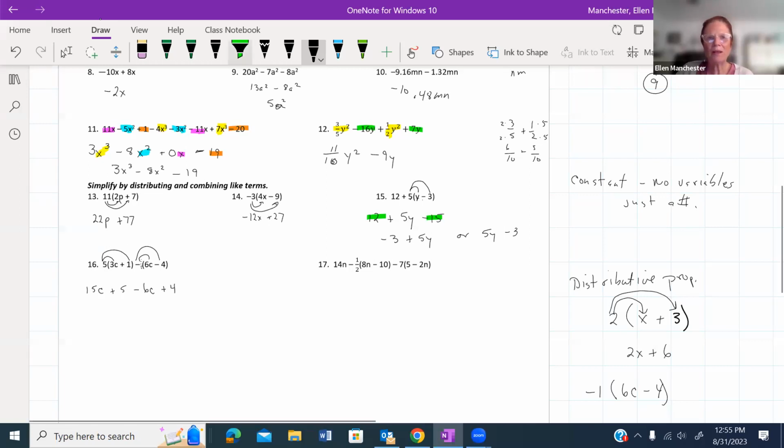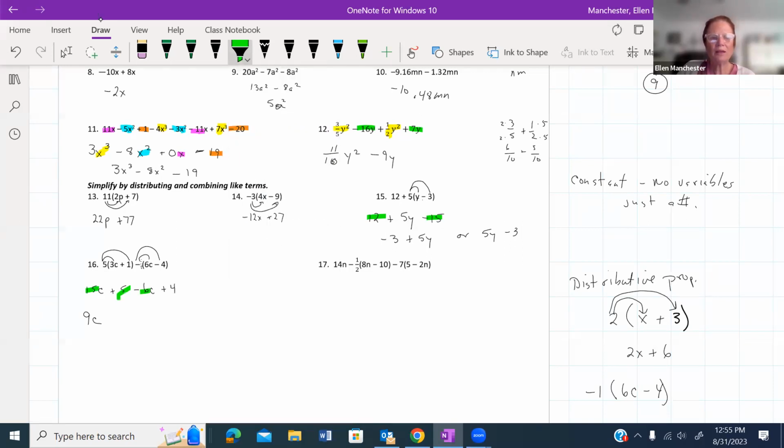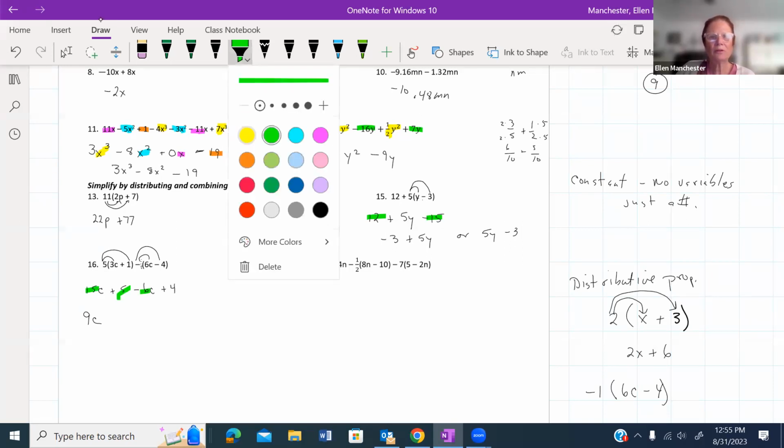And now I can combine my like terms. I can combine my c's. 15 minus 6 is 9. And I can combine my constants.